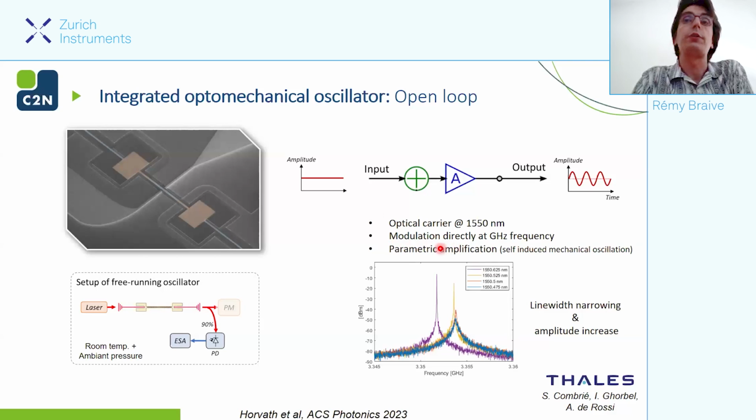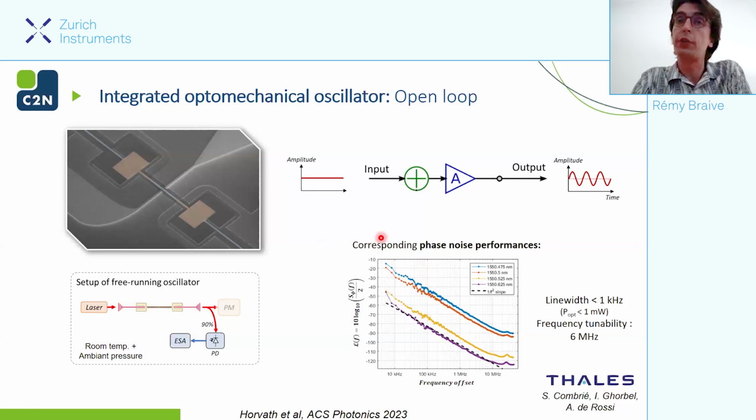And we have a direct modulation at the gigahertz frequency. And thanks to parametric amplification, we see line width narrowing and an amplitude increase of our RF signal. So in blue, it's when we are close, well, not really on resonance, not yet. And when we change the wavelength of the laser, we see a shift in frequency, but more importantly, an increase in amplitude of the signal that we can record. And of course, we also see line width narrowing. This is the part that we are trying to measure in order to characterize our system correctly and completely.